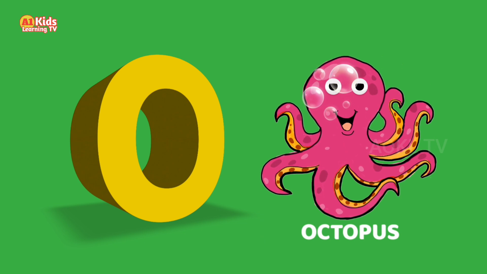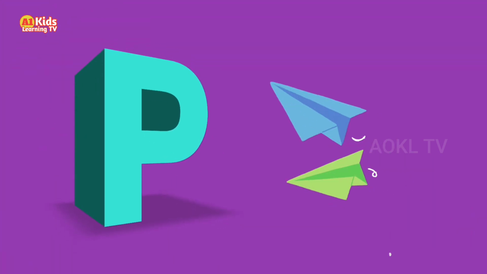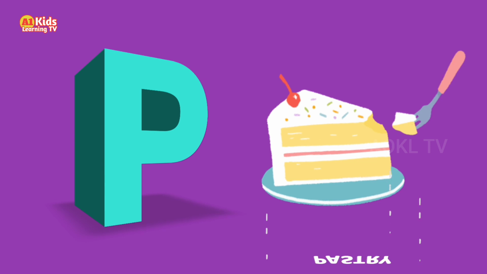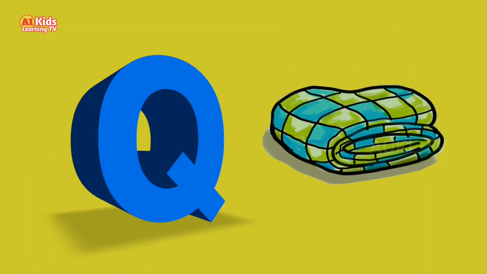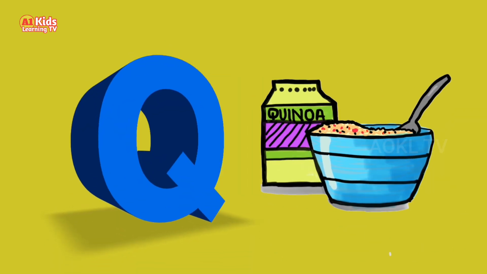O for octopus. O for oil. P for paper plane. P for pastry. Q for quilt. Q for quinoa.